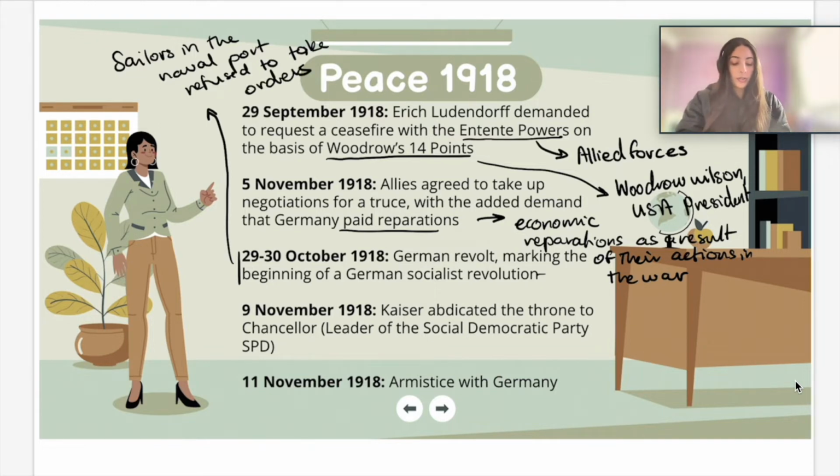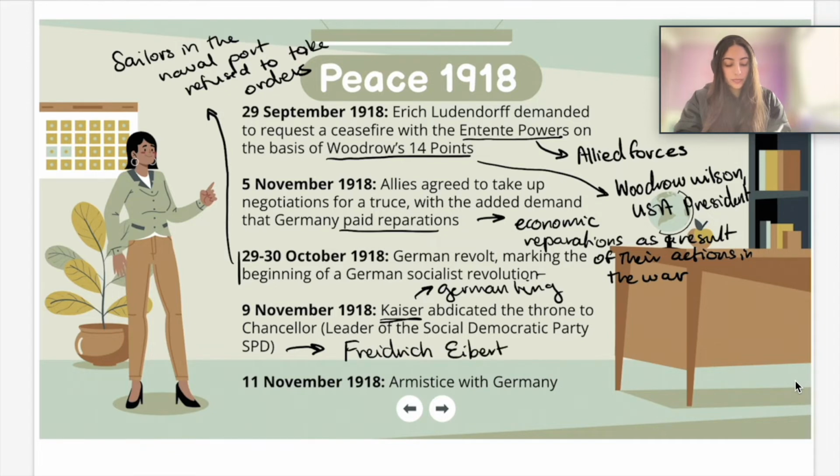Okay, on the 9th of November 1918, the Kaiser, which is the German king, abdicated, and gave his throne to the leader of the Social Democratic Party, or the Chancellor, and at the time this person was Friedrich Ebert. Finally, on the 11th of November 1918, there was an armistice established with Germany, and this saw to the end of World War I.